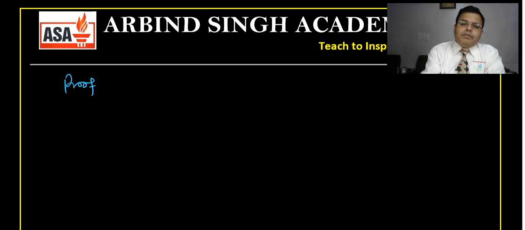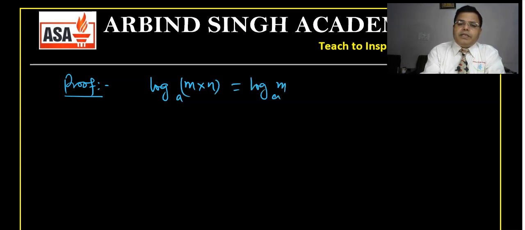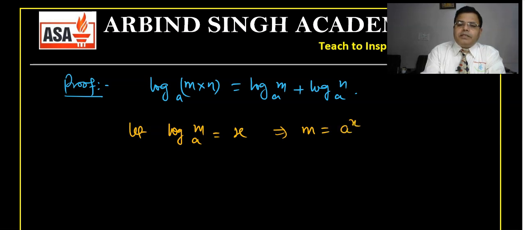Proof of the first one, just one proof. Log of m into n to the base a is equal to log of m to the base a plus log of n to the base a. To prove it, let log of m to the base a be equal to x. This implies m is equal to a to the power x. Again, let log of n to the base a be equal to y. So n is equal to a to the power y.